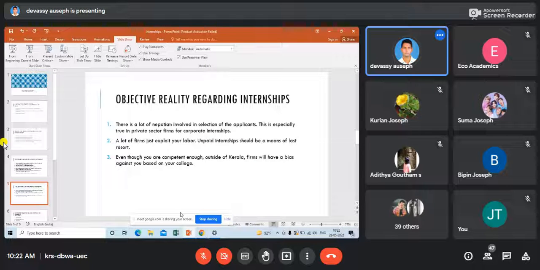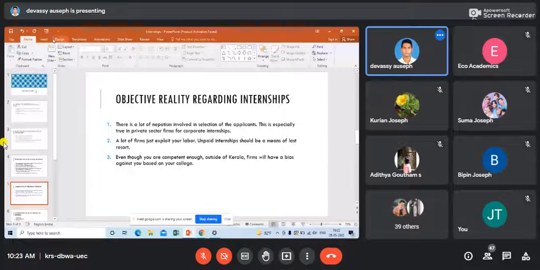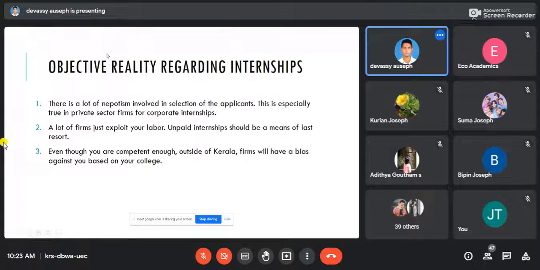Now, again, I'm going to come to the objective reality regarding internships. People think internships are really easy to come by. But again, this is from what I have witnessed. There is a lot of nepotism involved in selection of the applicants. And this is especially true in corporate firms. In research firms, there is not so much nepotism. But in corporate firms, you knowing somebody else or your parents knowing somebody else working in the industry gets you the internship. It is not through your merit. So that is the objective reality.